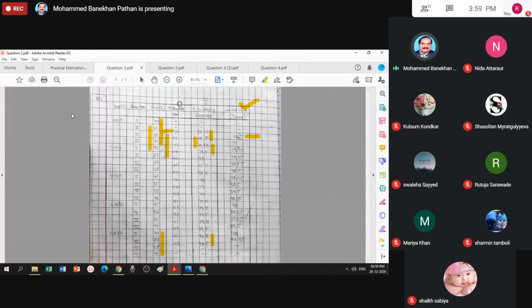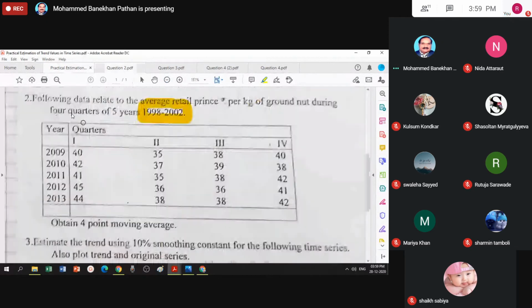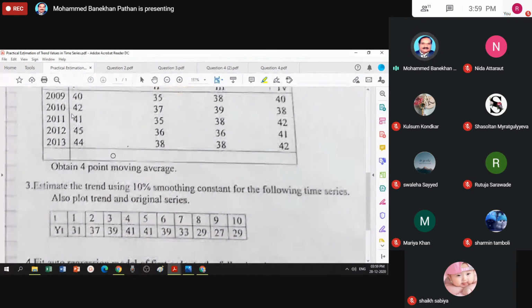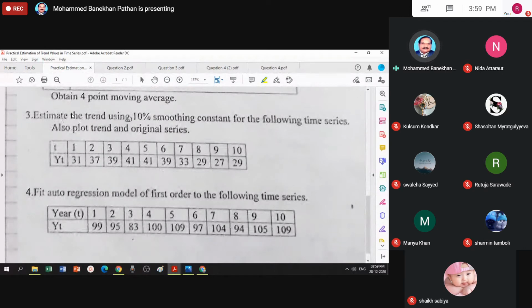Now we'll proceed to question number 3. What does question number 3 say? Estimate the trend using a 10% smoothing constant factor, which is called a damping factor, for the following time series. Also plot the trend and original series, as we did in question 1. After getting a trend value, we draw a plot on graph paper. Let us see how the question will be solved.